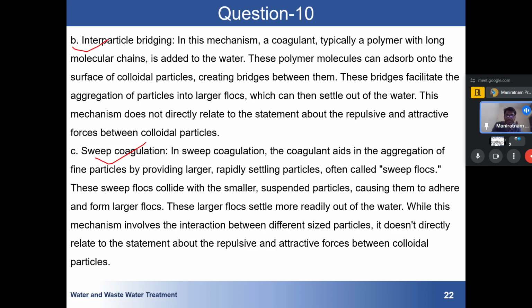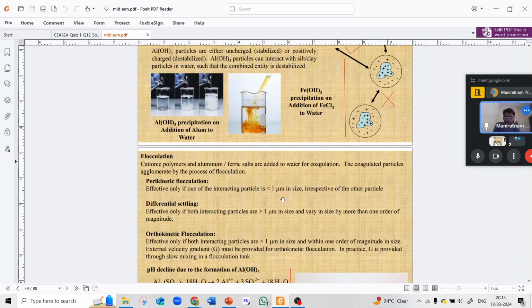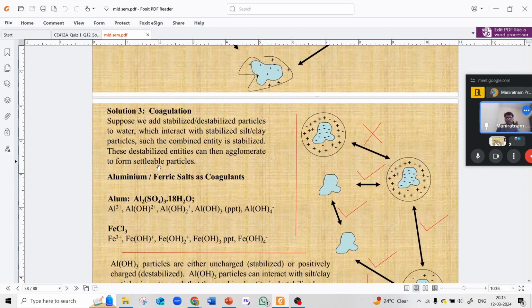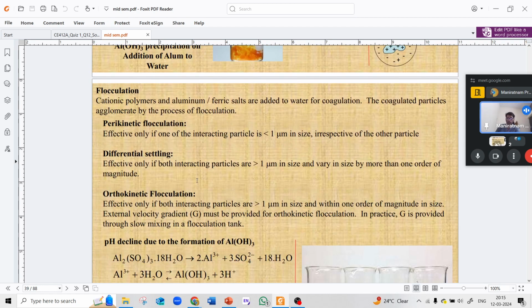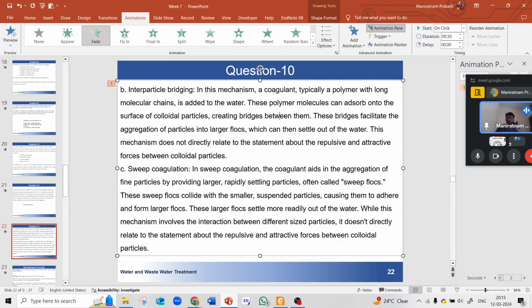The picture which I was showing you is a kind of sweep coagulation only. Right now I don't have any examples of sweep coagulation, but anytime you can check on the internet for an example of sweep coagulation.